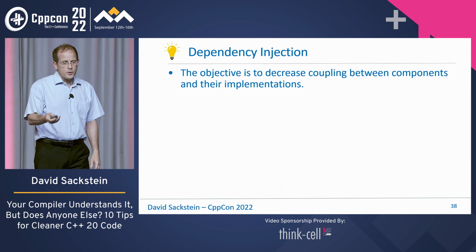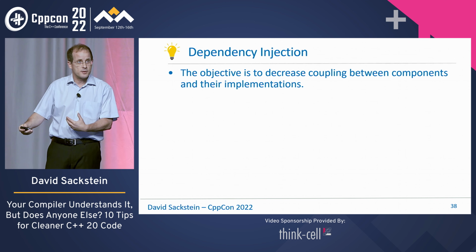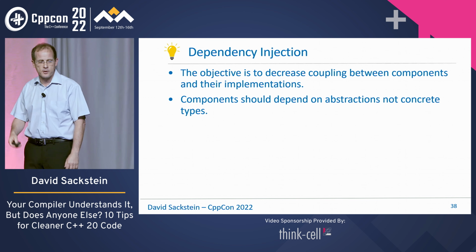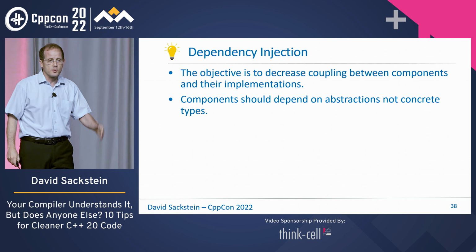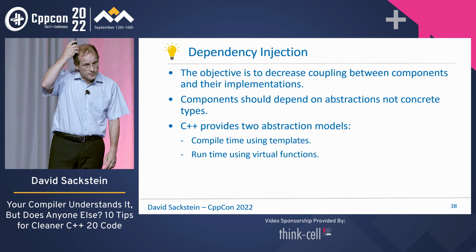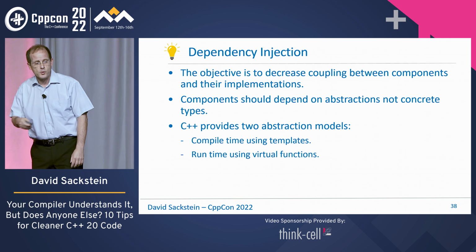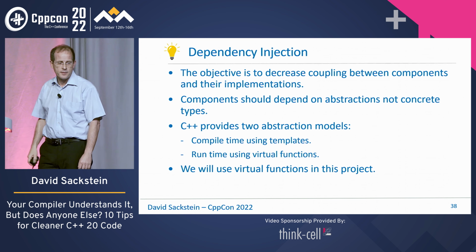So using dependency injection, we can decrease coupling between components and their implementations. The component doesn't care what implementation it uses, as long as it meets a contract. Components, of course, should depend on abstractions and not on concrete types. C++ provides two abstraction models. You can use compile time abstractions using templates, and you can use runtime abstractions using virtual functions. I've used the latter here.